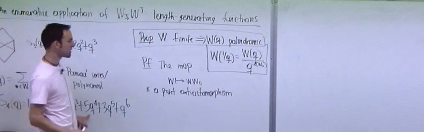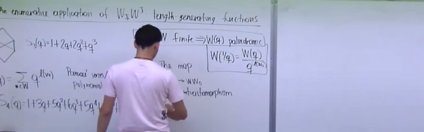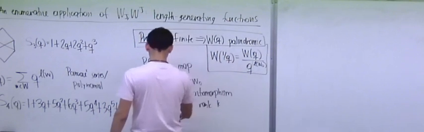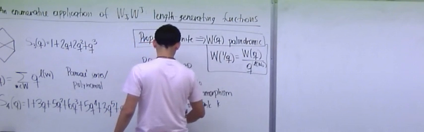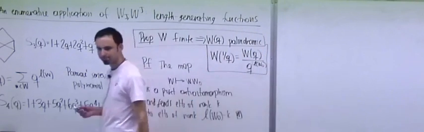So the reason is very easy. And it sends elements of rank k to elements of rank length of W naught minus k. So that's the proof. So that's the first observation.